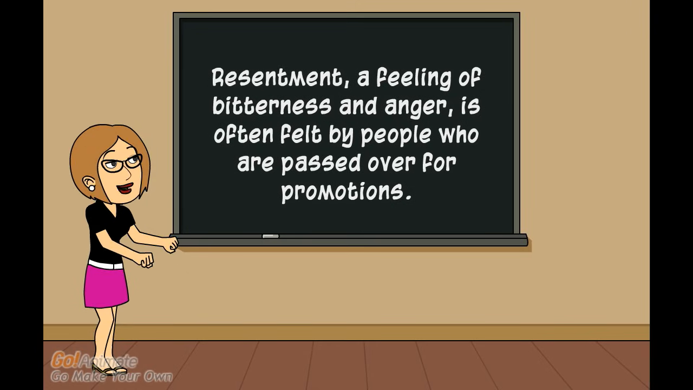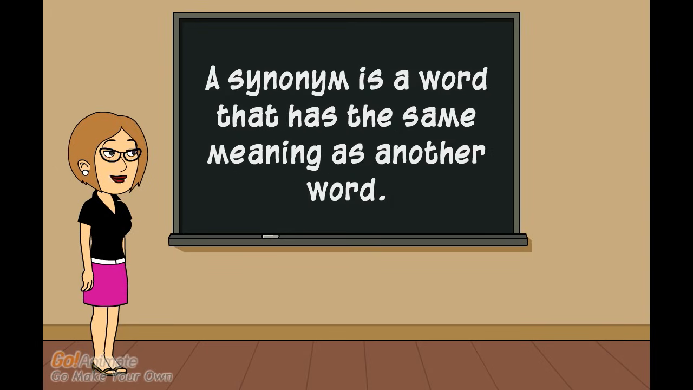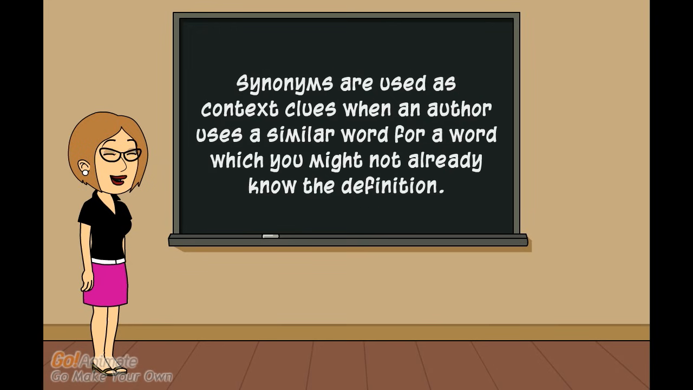Nice job, Julie. The author defines the word resentment by rewording with the words bitterness and anger. The second type of context clue an author might use is called a synonym. A synonym is a word that has the same meaning as another word. Synonyms are used as context clues when an author uses a similar word for a word which you might not already know the definition.